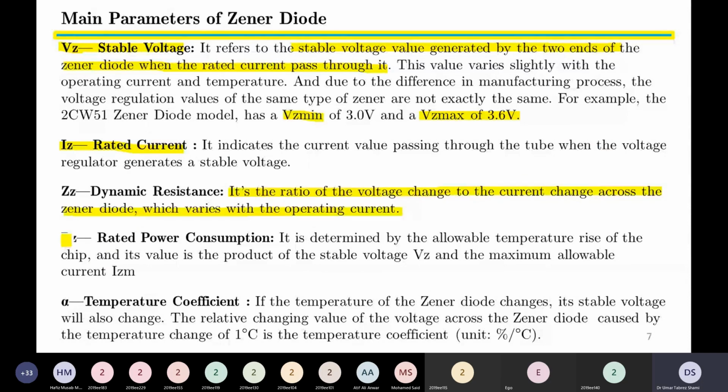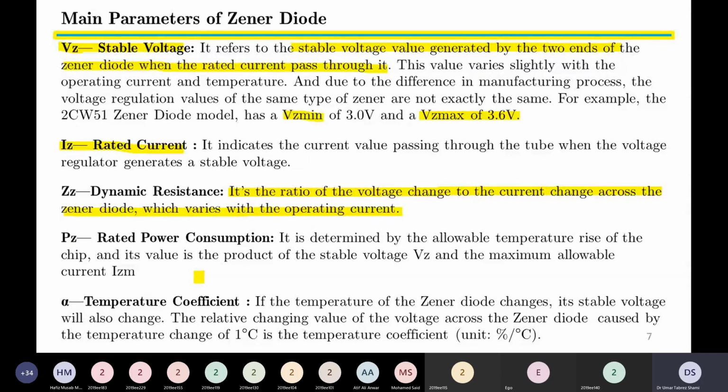Then comes Pz, the rated power consumption. It is determined by the allowable temperature rise of the Zener diode, and its value is the product of stable voltage Vz and maximum allowable current Izm. So the rated power is the maximum power the Zener diode can provide, and it is equal to the Vz multiplied by maximum allowable current Izm.